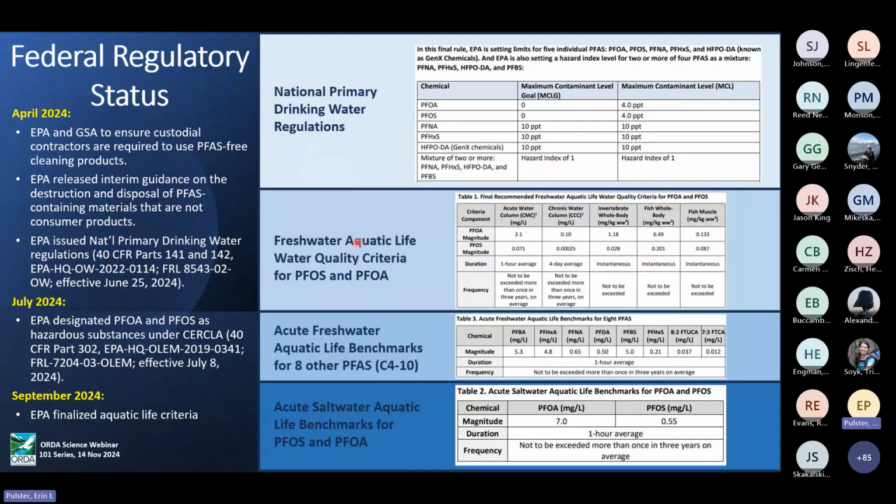They also released the freshwater aquatic life criteria for PFOS and PFOA. These are nearly 6 orders of magnitude higher than our drinking water concentration. So here we're looking at about the acute water concentration in the water column for PFOA is about 3.1 ppm.